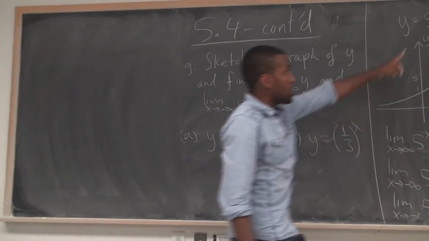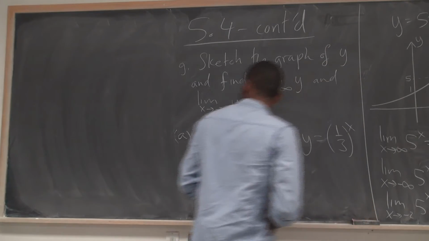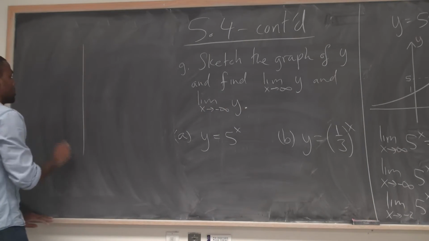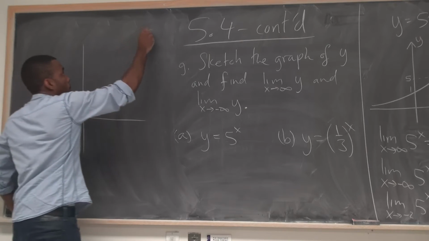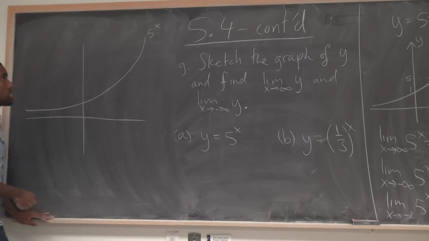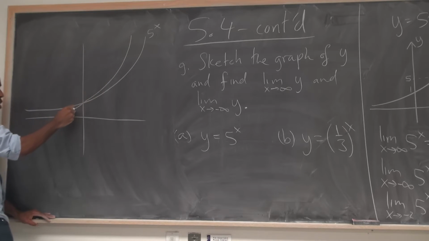And again, the larger the base, the steeper it gets, right? So if I compare, say, 5 to the x to something like 6 to the x, 6 to the x is going to be steeper on this side, but it'll actually be lower on this side.